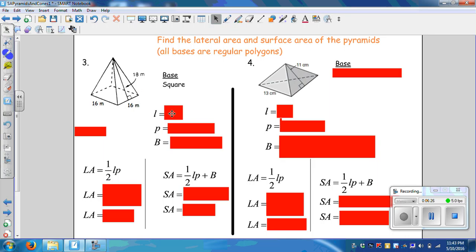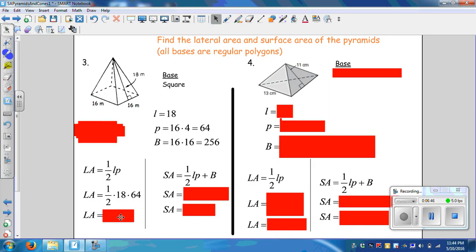The slant height is given, which is an 18. The perimeter is the perimeter of the base, and you have 4 sides that are all 16, so the perimeter is 64. And the big B is the area of the base, which is 16 times 16, which is 256. Lateral area is going to be 1/2 LP, which is 1/2 times 18 times 64, or 576 meters squared. Surface area includes the lateral area plus the base, so you're taking the 576 plus your 256 for a total of 832 meters squared.